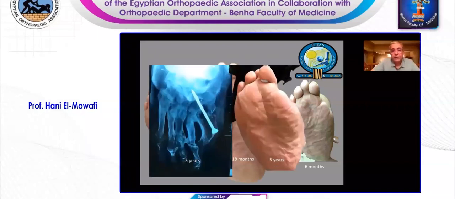The same patient, after 5 years, was happy with the results and walks without any deformities or any problems. So we consider this type 1D from the Mansoura classification, which is type 1 for our results, which always gets good results.